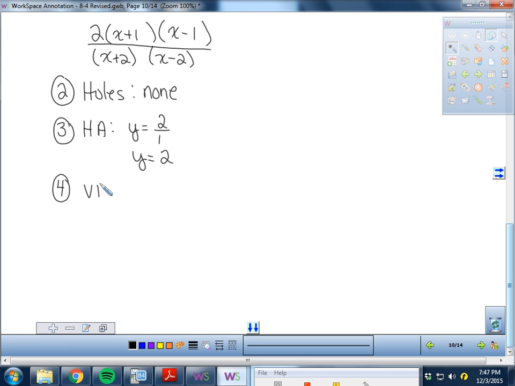You're going to look at your denominator for your vertical asymptotes. I have two factors there, so I'll set both of those equal to 0. So I get negative 2 and positive 2.